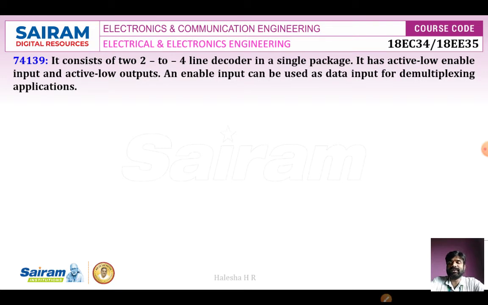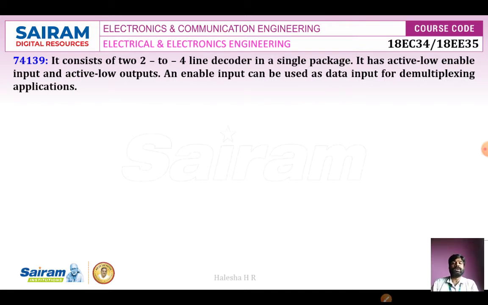First is the 74139. It consists of two 2 to 4 line decoders. That means it is a dual 2 to 4 decoder in a single package, and it has active low enable input and active low outputs.